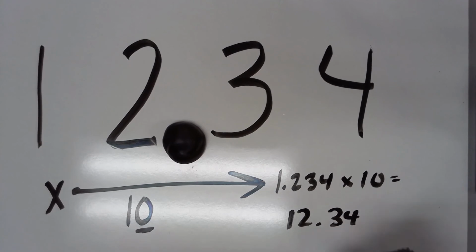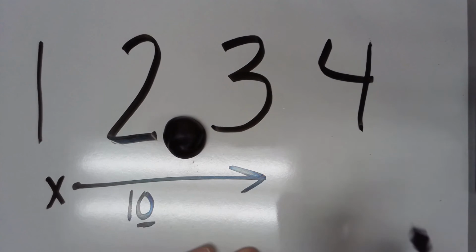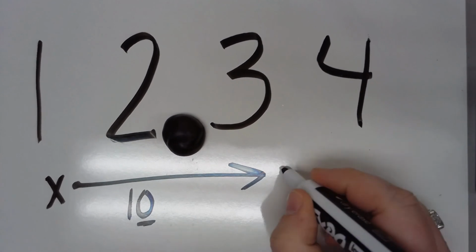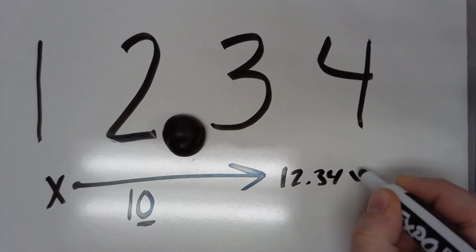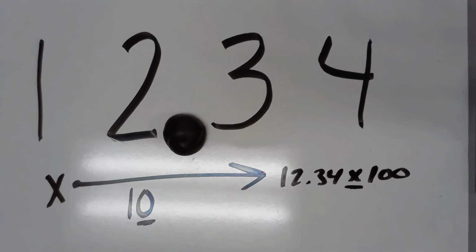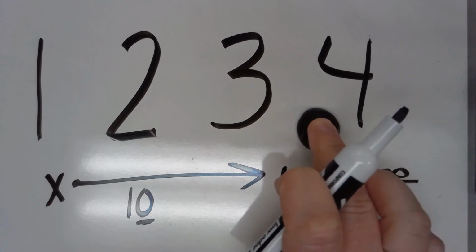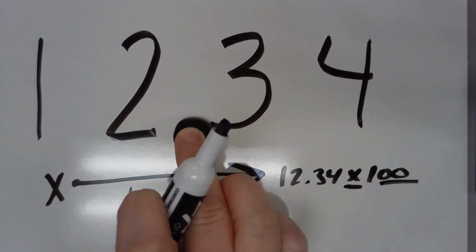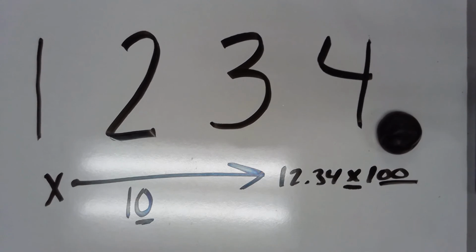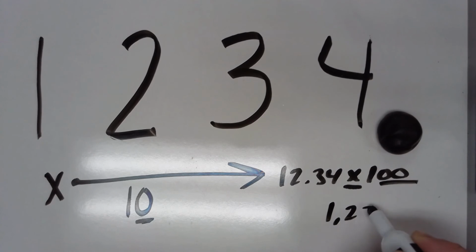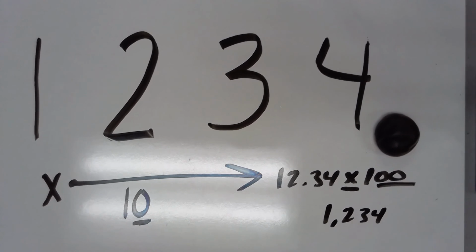So let's take this a little step further. Let's say we have 12 and 34 hundredths times 100. Okay, we're multiplying, and we happen to be multiplying by a whole number. Now, how many times do I need to move the decimal? Well, I'm going to look right here. I have 2 zeros, so 1, 2. Or some people say 10, 100. So 12 and 34 hundredths times 100 is 1,234.